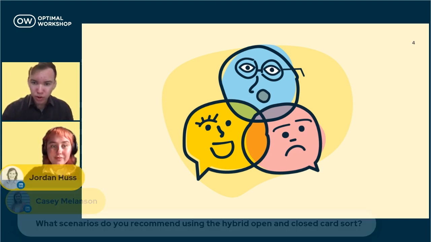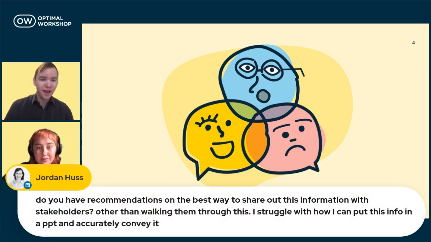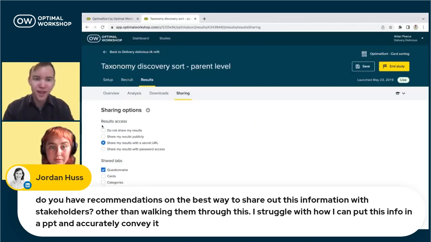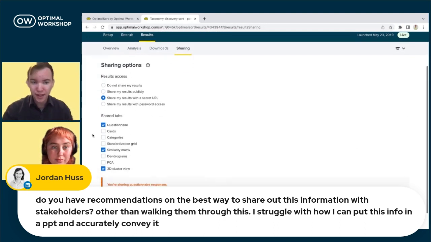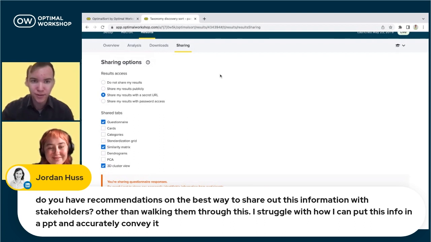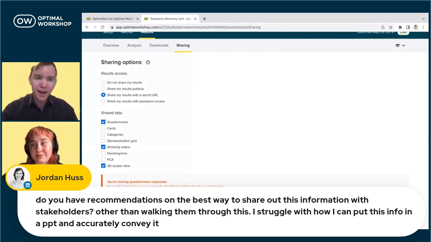And I guess before we go, I'll also speak to this question here, which is about sharing information with stakeholders. I'll quickly jump back into the app and speak to the sharing tab, which is a really great way to create a unique URL, which you can send out to participants, or to people who don't actually have a license. It's a great way to get people to see some of those end outputs without needing an Optimal Workshop login or anything.